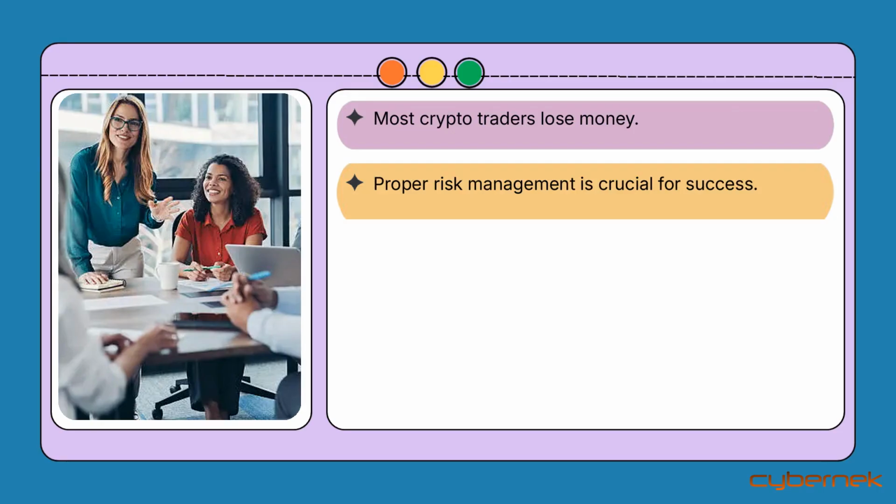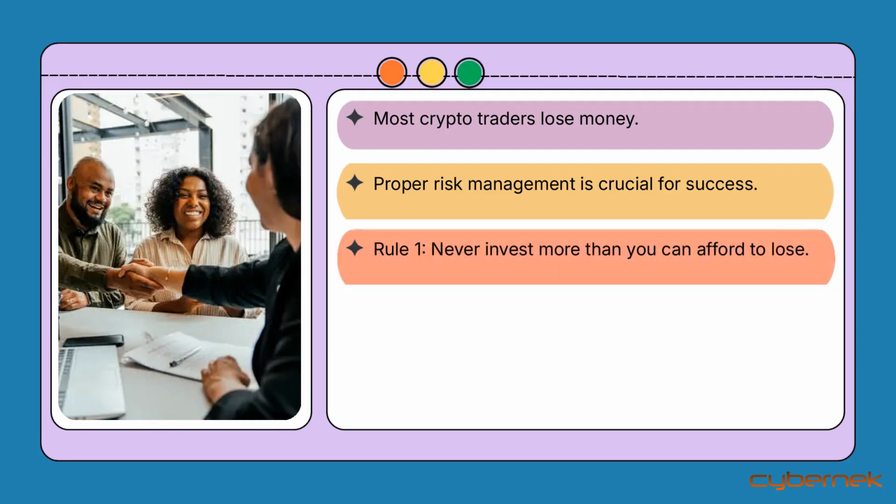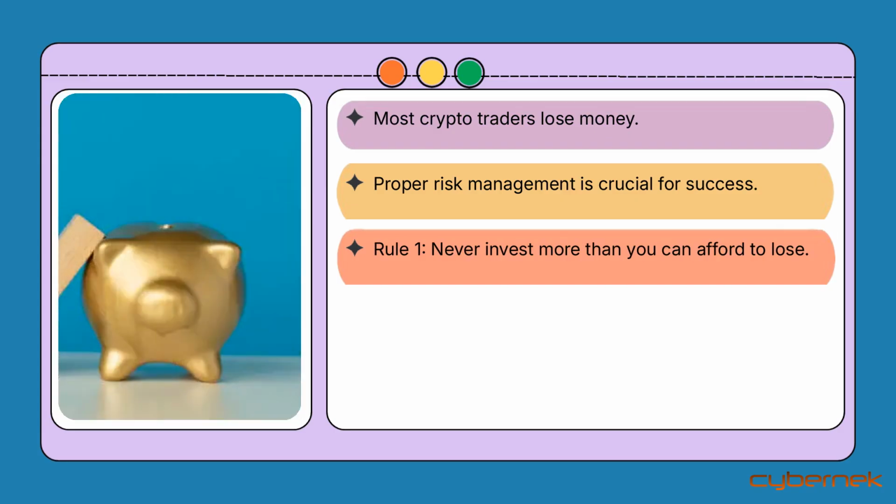First rule, never invest more than you can afford to lose. I know everyone says this, but I mean it. If losing your trading capital would affect your ability to pay rent, buy groceries, or handle an emergency, you shouldn't be trading with that money. Second rule, use stop losses.